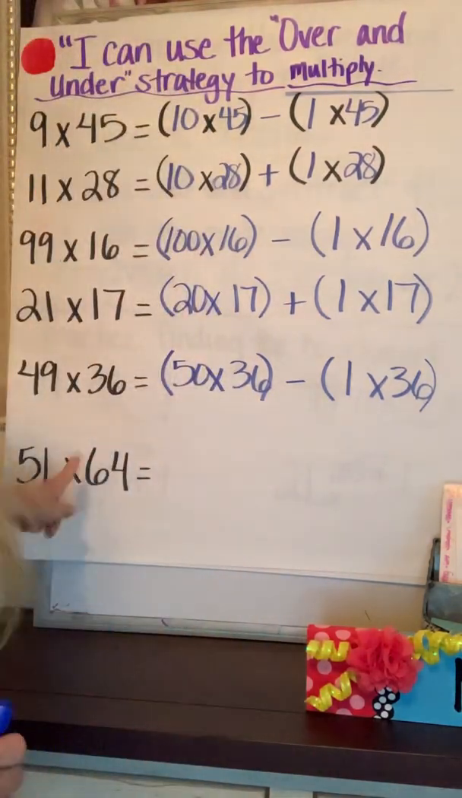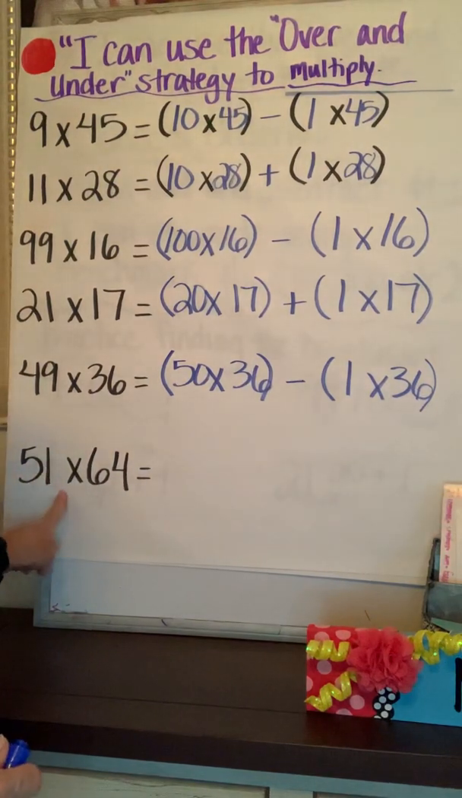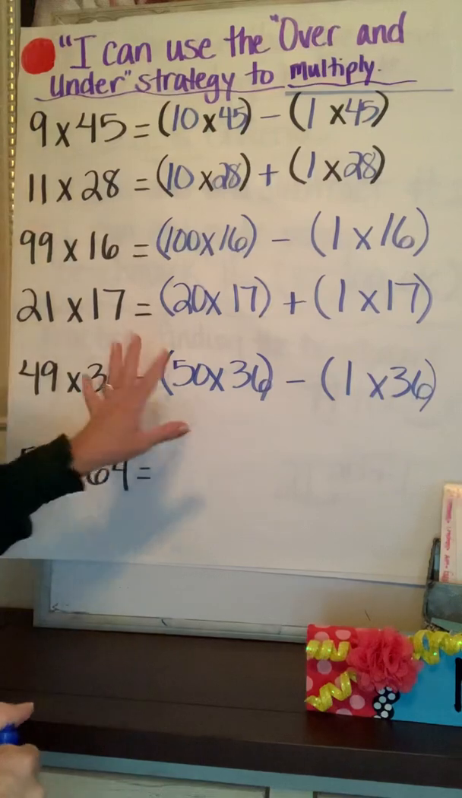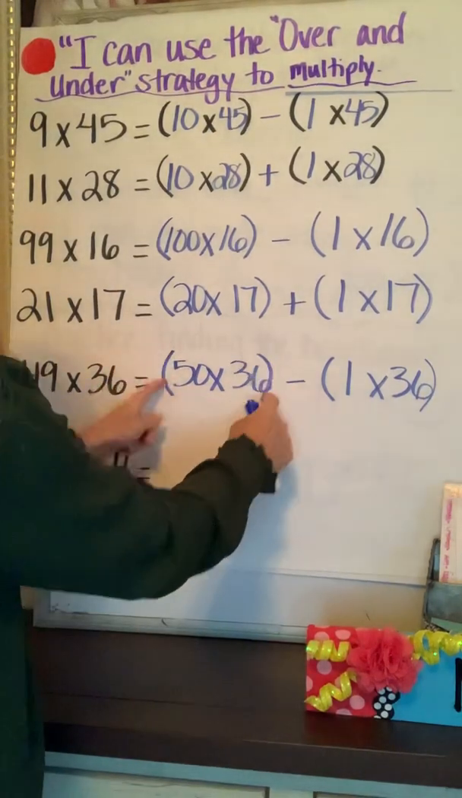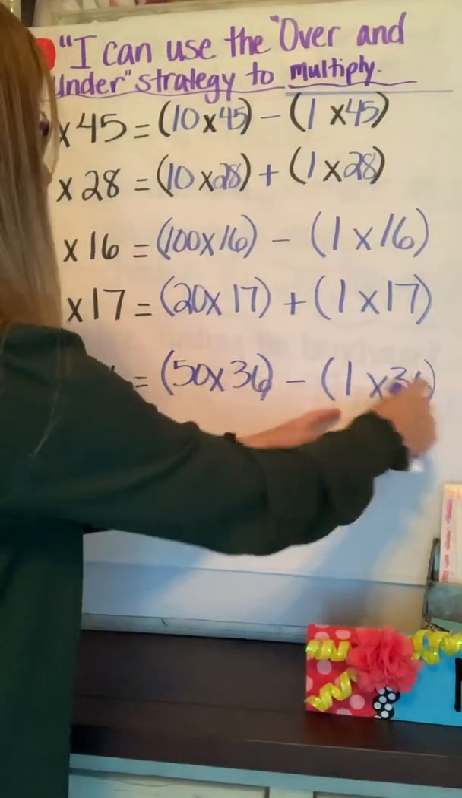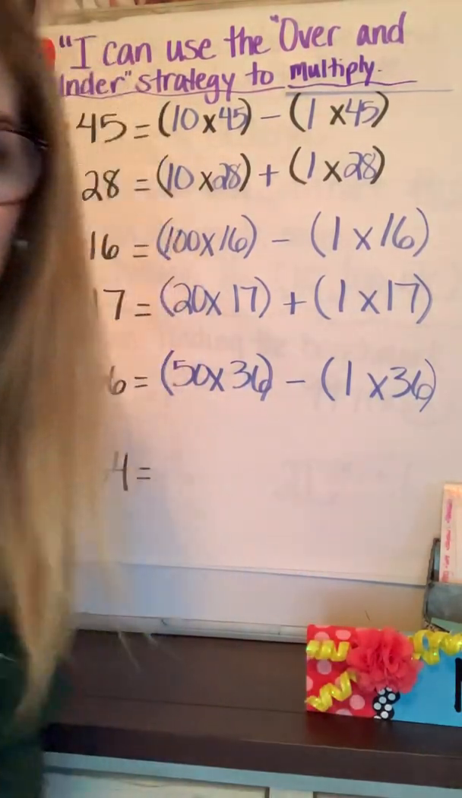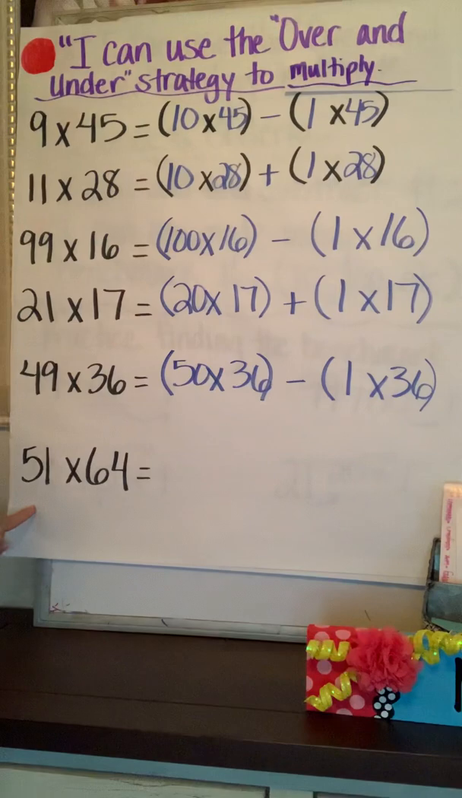All right, I want you to try this one in your notebook, 51 times 64. And my hint to you is, even if you're stuck, you should know to add the parentheses and the multiplication, parentheses, multiplication. At least start with that, and we'll see what you come up with. So hit pause and try this one in your notebook. Go ahead and give it a shot.